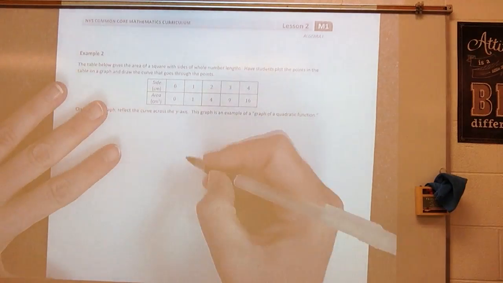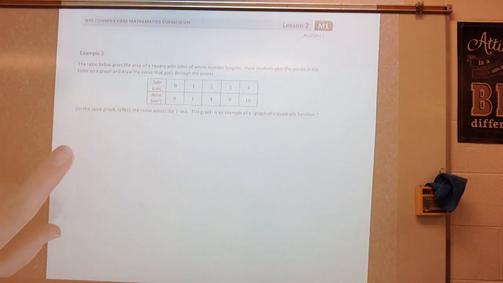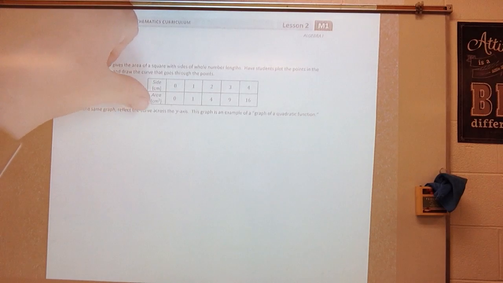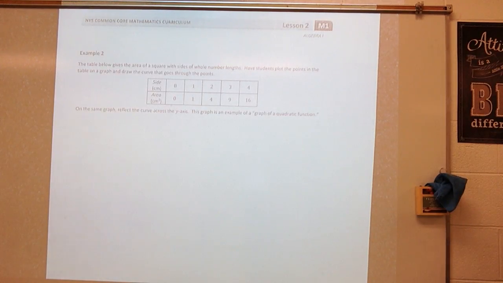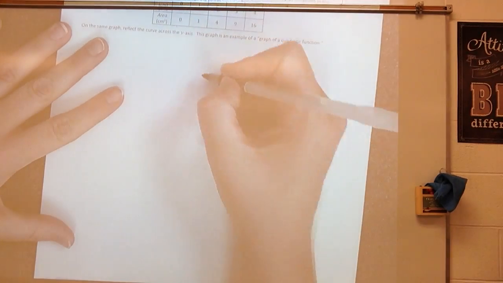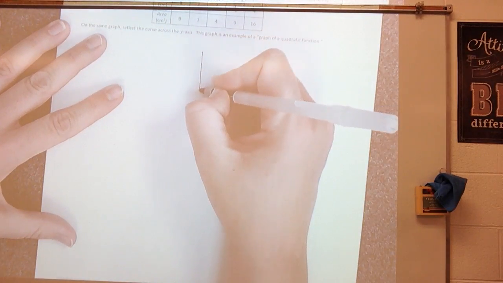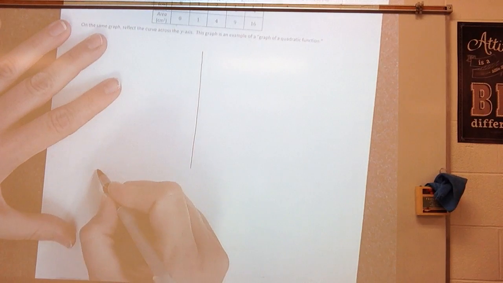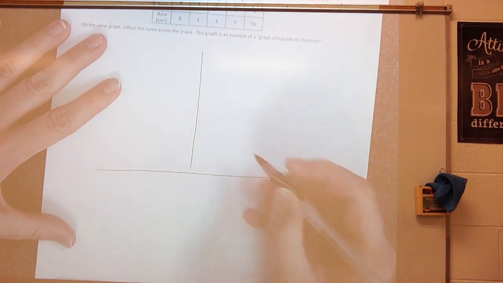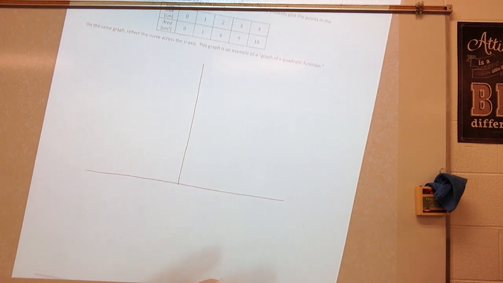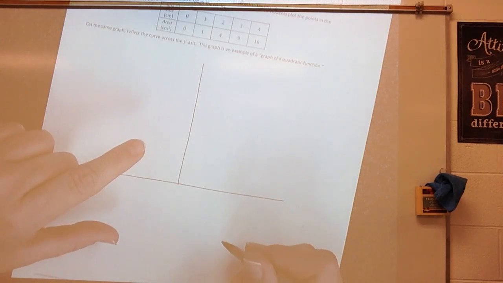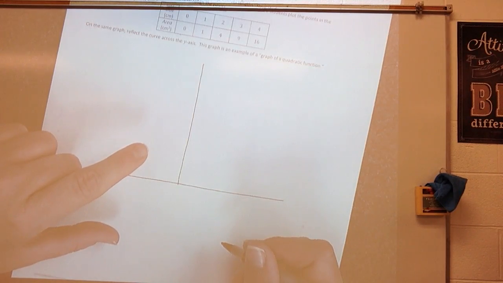We need to draw a graph. Now, here's what I want you to pay attention to. It says, on the same graph, reflect the curve across the y-axis. So we actually have to have a graph that has an x and y axis. Okay? Because we're going to reflect. Reflect, think about a mirror. All right, so we're going to do this.